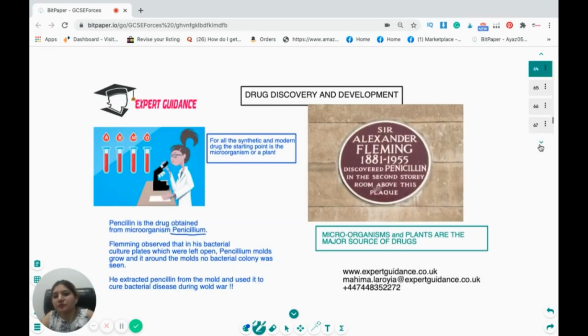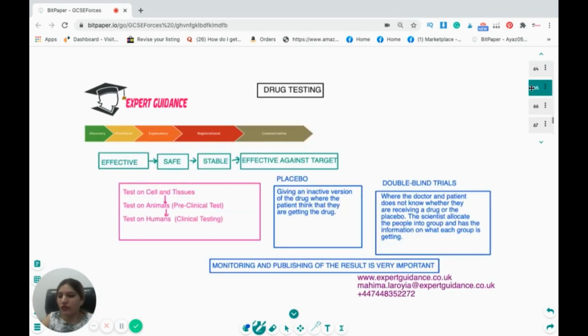Okay, now what is drug discovery and development? We need drugs to cure us from disease. Like penicillin is a drug obtained from the microorganism Penicillium. Fleming observed that in his bacterial culture plate, as the Penicillium was growing, the bacteria were not growing. So he extracted penicillin from the mold, and it was used to cure bacterial disease during World War II. Microorganisms and plants are the major sources of drugs.